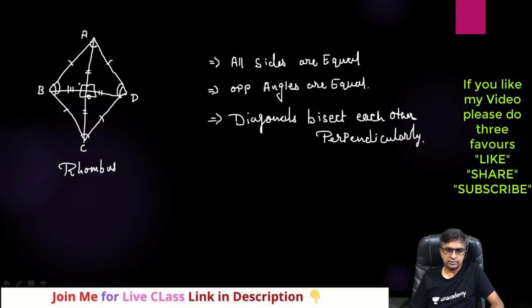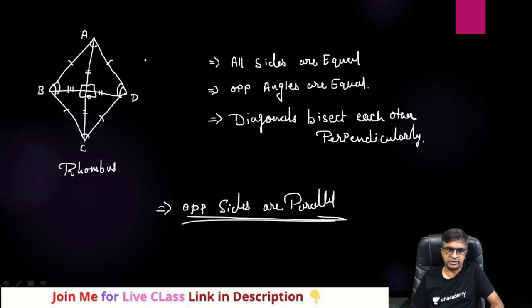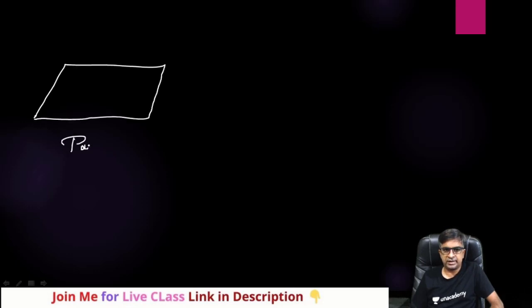Okay, and this came. Now again one more property, opposite sides are parallel. General property. Opposite sides, or you can say pairs of opposite sides, are parallel. These are parallel, this will also be parallel. Then moving towards the next figure, that is the parallelogram, guys. This is one of the most important figures.